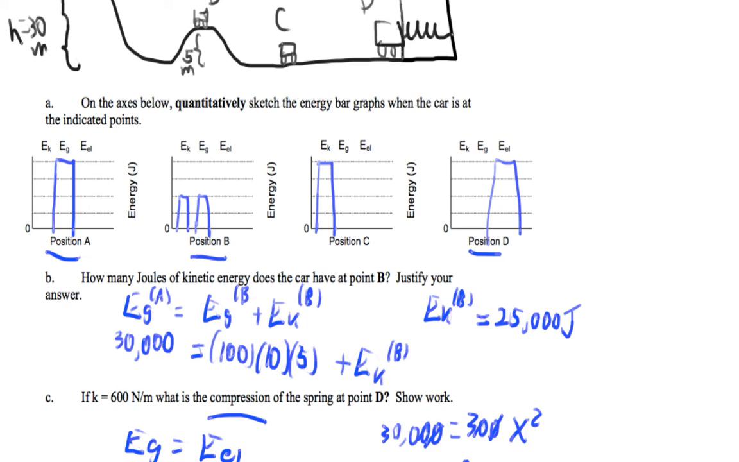What a coinky dink. All right, so that is the roller coaster problem. And we will take a look at our first momentum impulse problem in problem number 4.